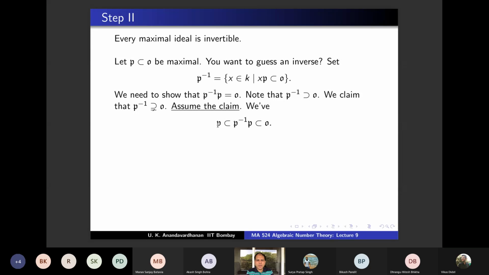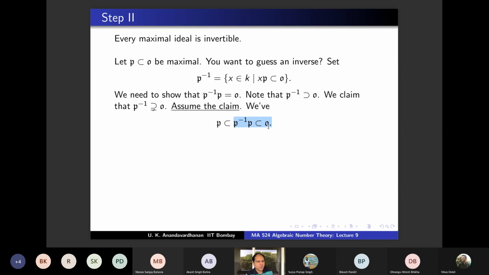But what is the property of P? What is P? P is maximal. Therefore, what can you conclude? P inverse P is either equal to P or equal to O. So check that P inverse P is of course an ideal because it is a module, and the product is contained in O, so a module inside O will be an ideal. So this is an ideal. So the options are either P inverse P is P or P inverse P is O.